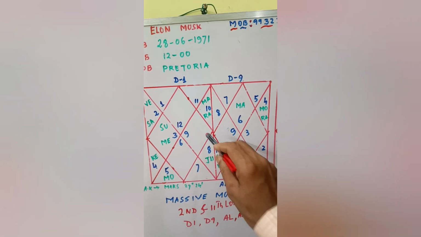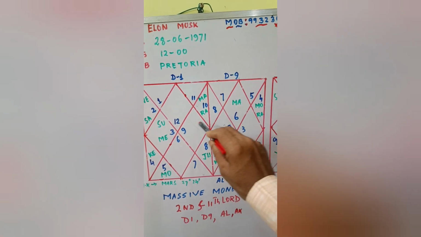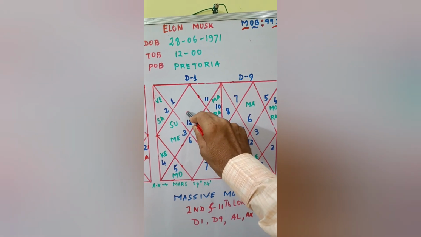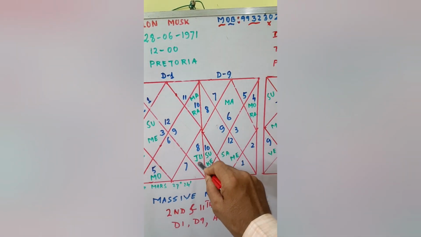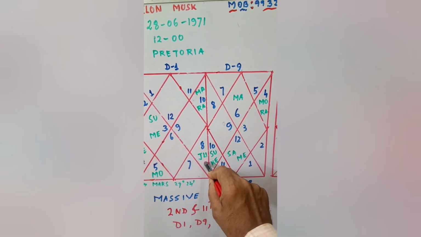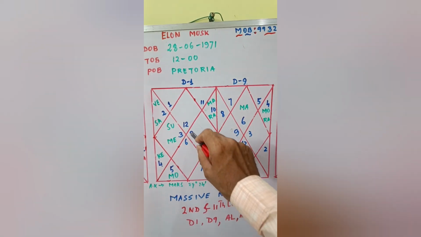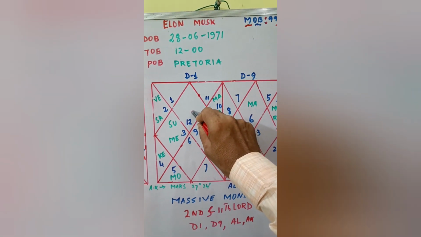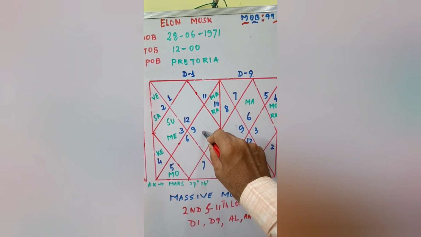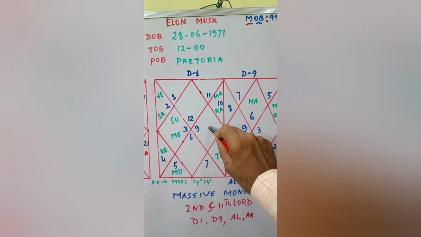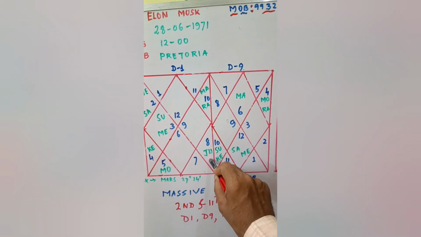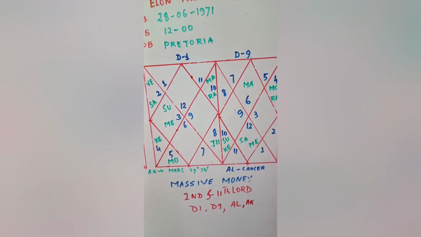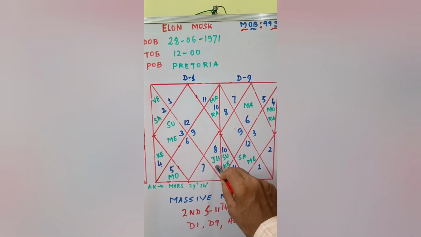What happens in this chart? The first house lord and 10th house lord, Jupiter, is placed in the 9th house, a friend's sign, Scorpio. The first house sign is Pisces, the 10th house is Sagittarius. Pisces and Sagittarius lord Jupiter is placed in the 9th house in Scorpio sign. This is a Raj Yoga, and Jupiter is very strong here.